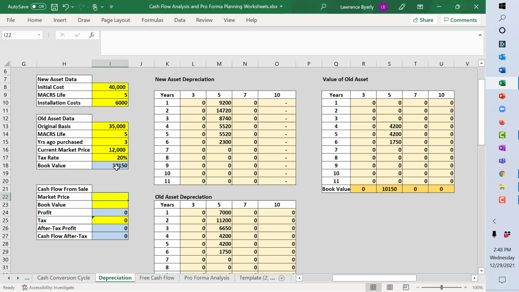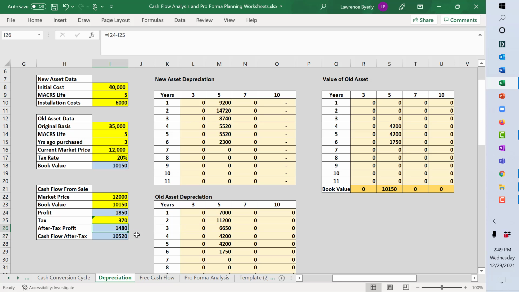So what impact does this have on cash flows for the company? Well, the market price of this asset, the old one that we're going to sell, is $12,000. Its book value is $10,150. The profit is $1,850, right? That's just the market price minus the book value, $1,850. The tax, now we can calculate this tax. It's the profit, $1,850, multiplied by the tax rate. So here's the tax. We're going to pay $370 of capital gains taxes on this asset.